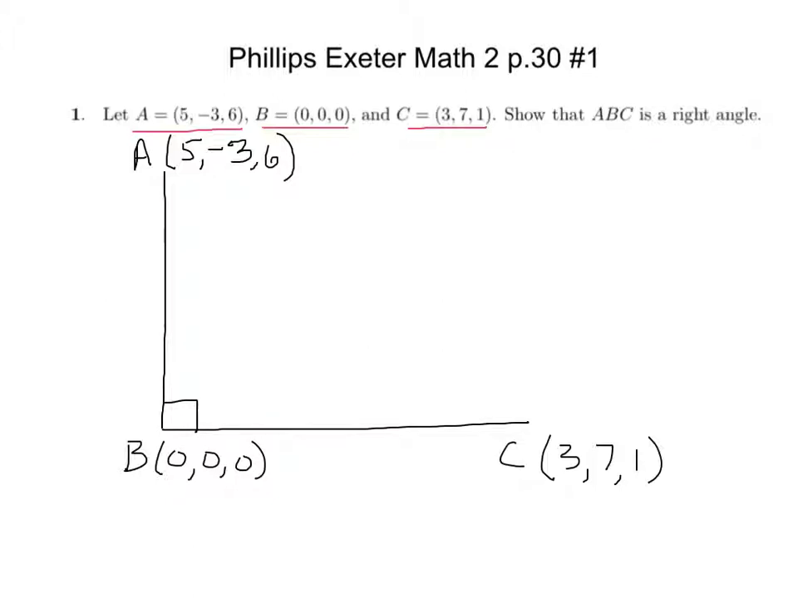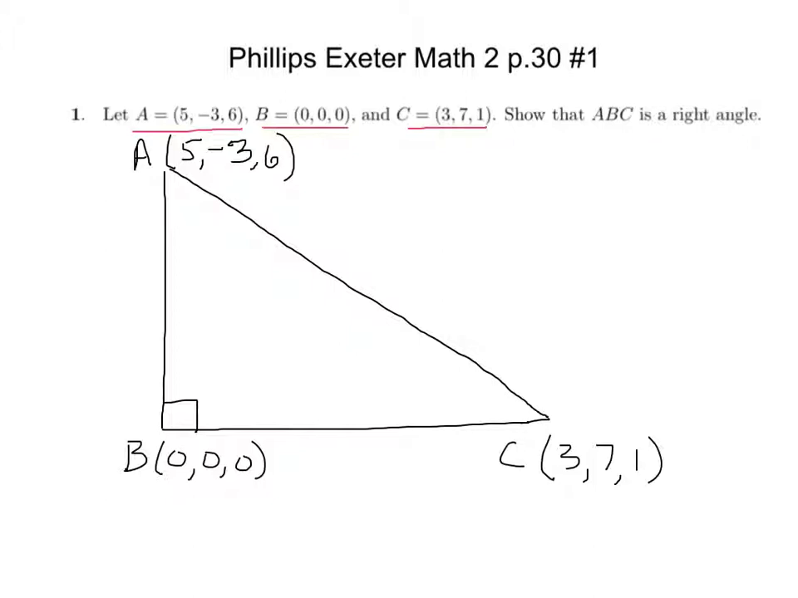Now what I'm going to do here to show this is a right triangle is I'm going to first find the side lengths if this were a triangle ABC. Because if it is a triangle ABC, then we can check our side lengths in the Pythagorean theorem, and it should check out to work, which means that B would be a right angle. So I'm going to use a distance formula in 3 dimensions here.